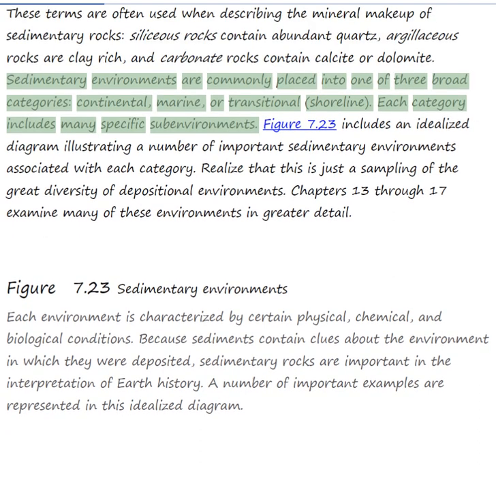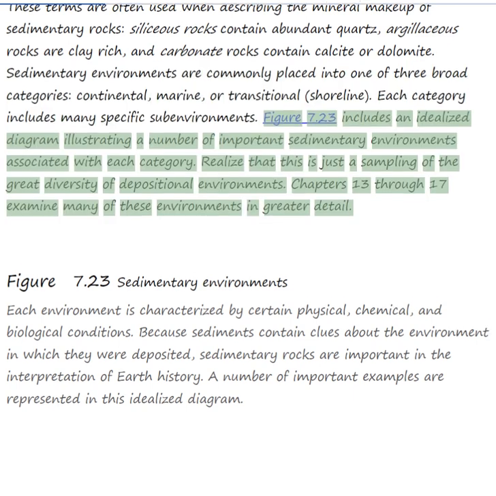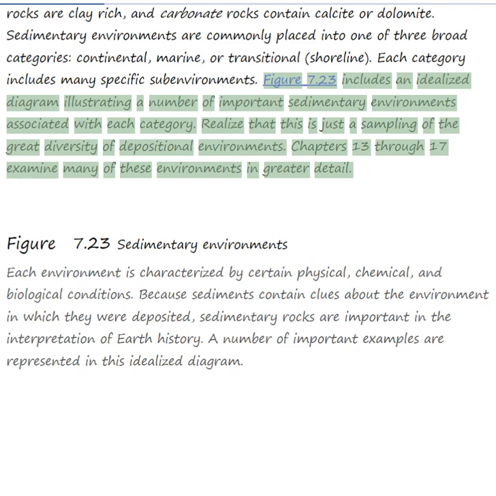Sedimentary environments are commonly placed into one of three broad categories: continental, marine, or transitional. Each category includes many specific sub-environments. Figure 7.23 includes an idealized diagram illustrating a number of important sedimentary environments associated with each category. Realize that this is just a sampling of the great diversity of depositional environments. Chapters 13 through 17 examine many of these environments in greater detail.